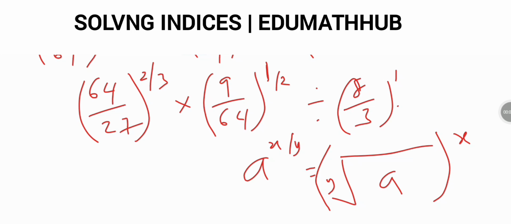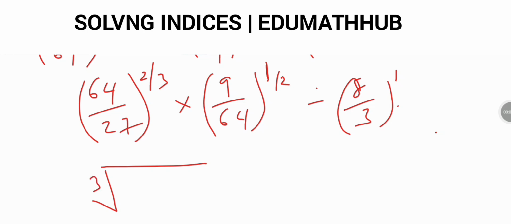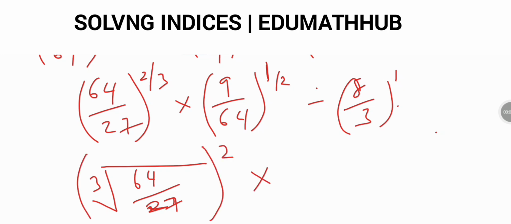So if you do that in this particular part here, you see that 3 will form the root sign here. You have cube roots. Everything here goes under the root sign, 64 over 27. Then 2 comes out here, times the same thing here. This will be square roots because you have 2 at the bottom there. You can choose to ignore it or you can choose to write it. So you have square roots of 9 over 64.